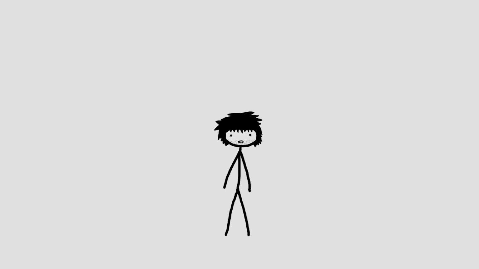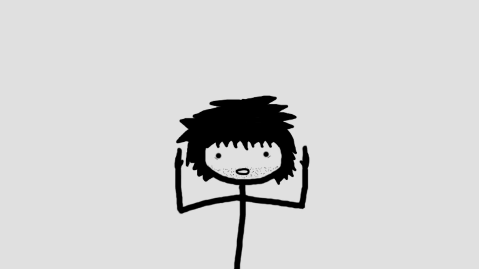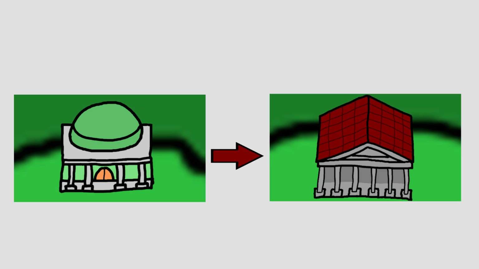Okay, let's move on. Step 3: Create the block breaker level. Okay, so here's the lore of the block breaker level. You reclaim a temple from the enemies. Whether this happens before or after the first level? I don't know, we'll connect the dots later.